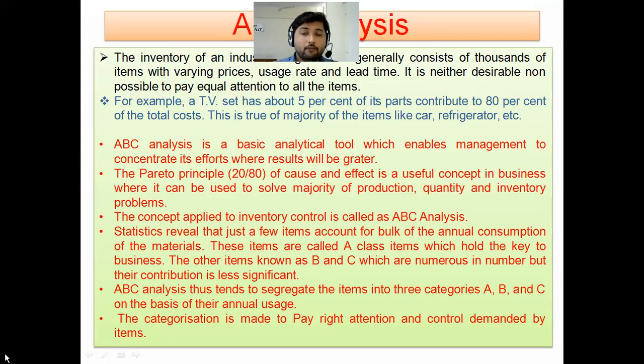So here every industry will not provide equal attention to all the materials. Every industry is not able to maintain all the records or all the inventory levels for all the components, and it is not desired for the industry. So this ABC analysis tries to provide more attention to more valuable goods, and less attention to the less valuable goods.